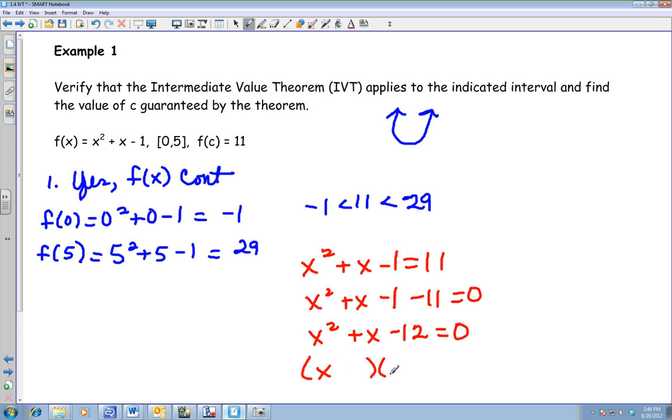I need factors of 12 that when I subtract them I get 1. So it's going to be x plus 4, x minus 3. Set each factor equal to 0 and solve. So when I do that, I get 2 answers.